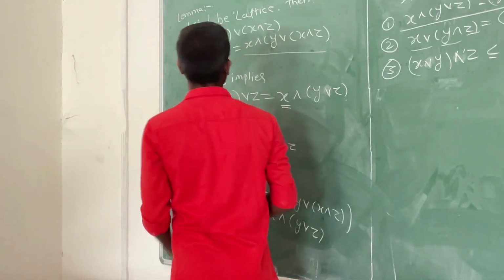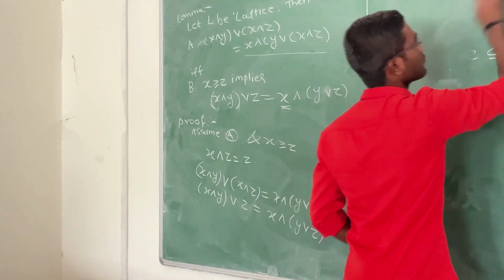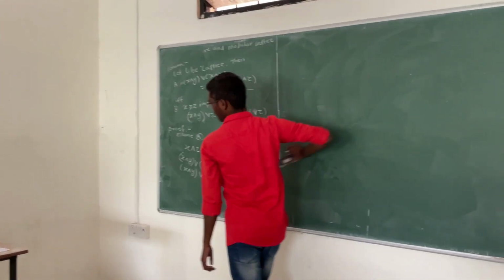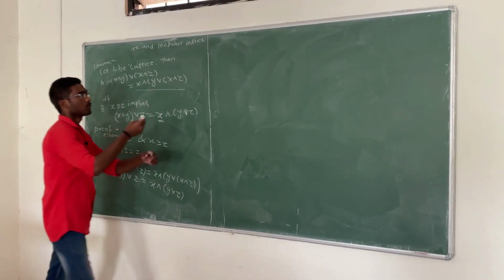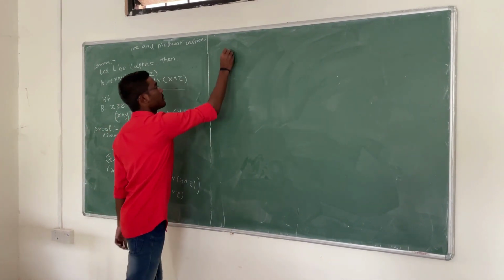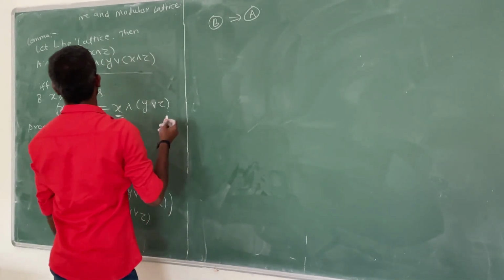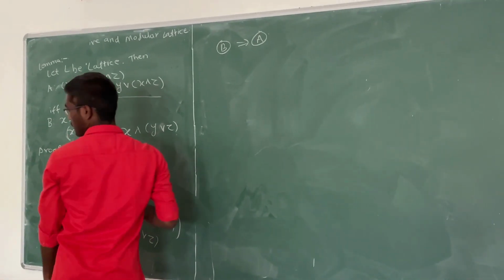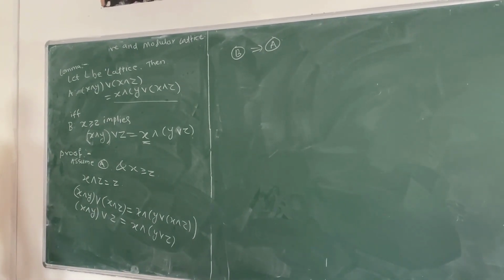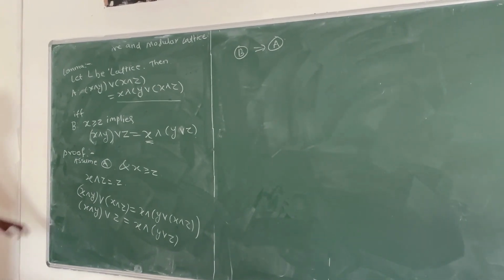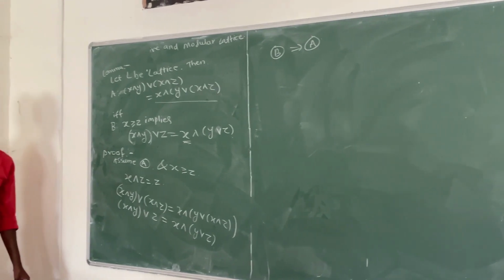Erase that one. Right there, B implies A. B implies A. Now, if you want to apply B, what do you require? You want X, Y, Z satisfying the condition that X is greater than or equal to Z. So we will select suitable X, Y, Z in such a way that X is greater than or equal to Z. Is this clear? Yes.